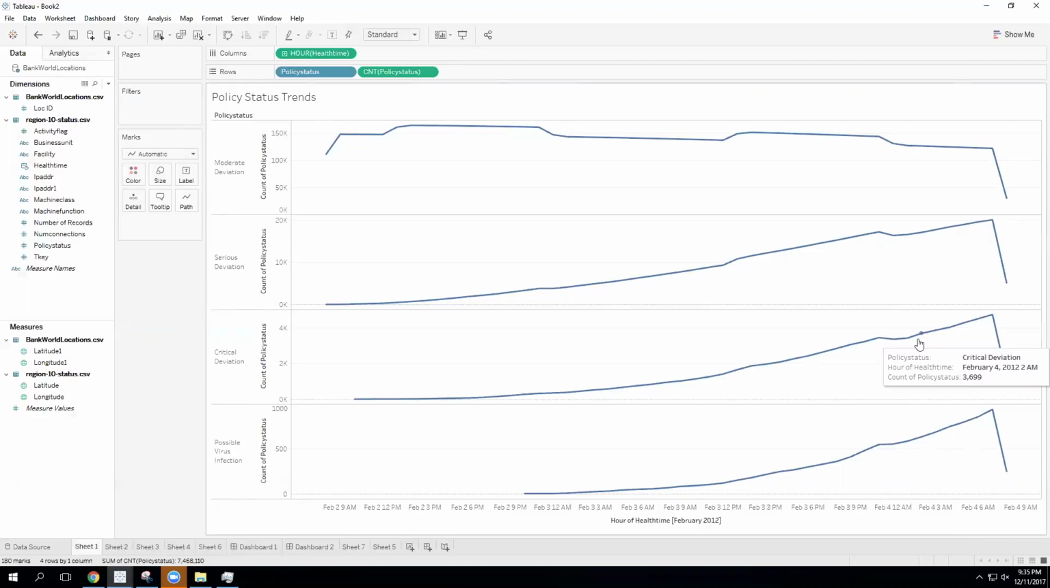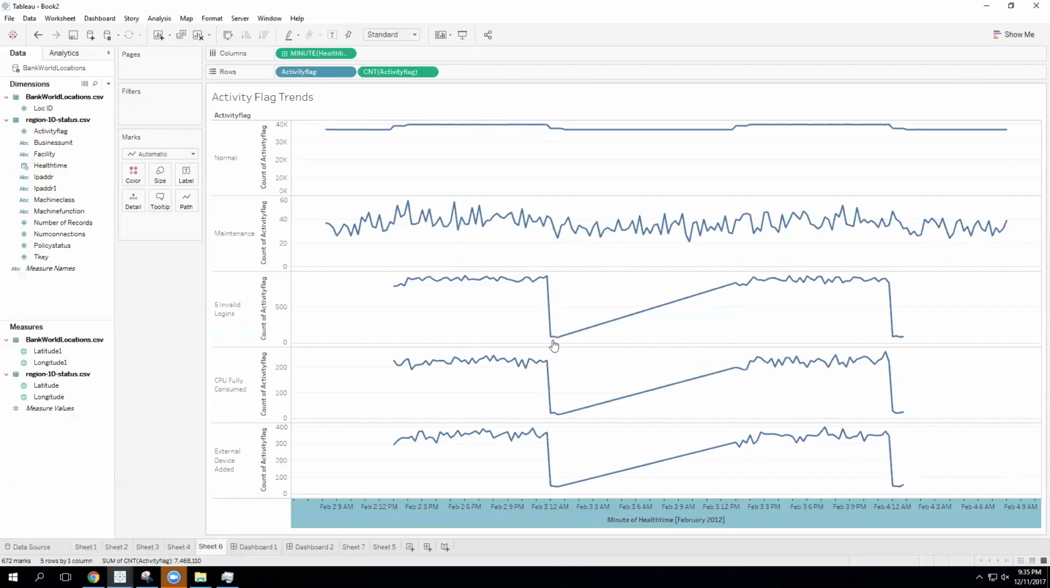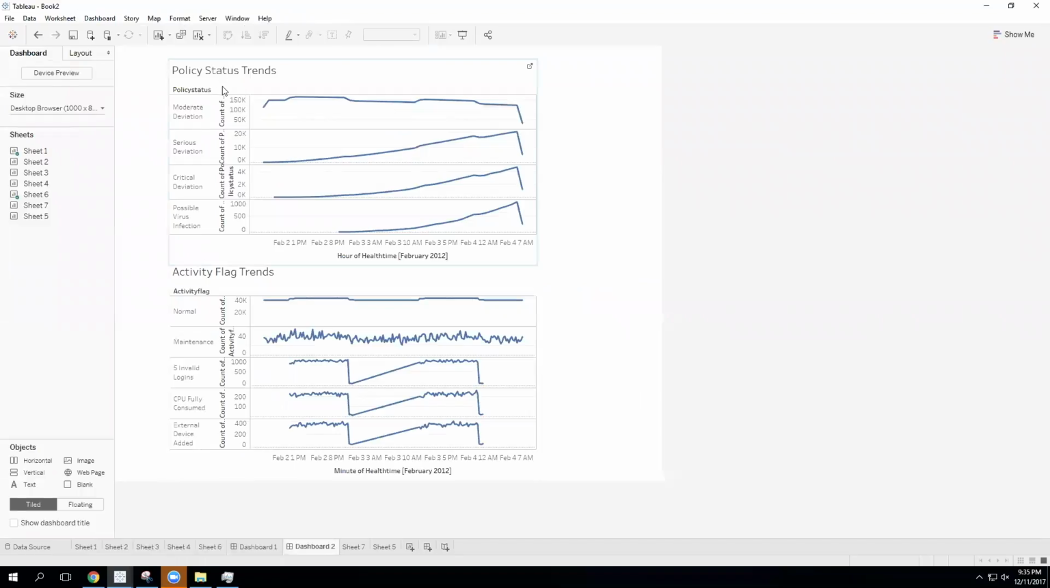Our third anomaly we identified was that the activity flag trends, as we mentioned earlier, hit the bottom at midnight, which is also during times when there are non-work hours, and they hit simultaneously, which leads us to believe that there's some type of malicious activity going on. As we look at the dashboard we created comparing the policy status and activity flag trends at the same time, you can see that at the time they hit their lowest level, possible virus infections are first identified on machines. And so we believe that there could be infections going across Region 10's machines.